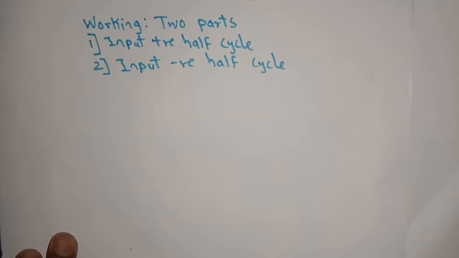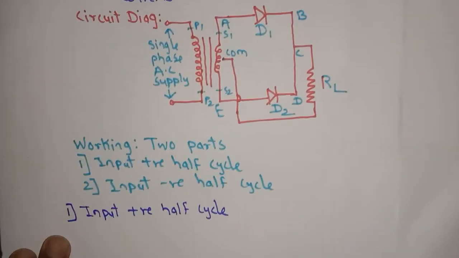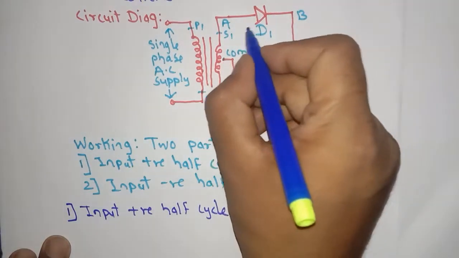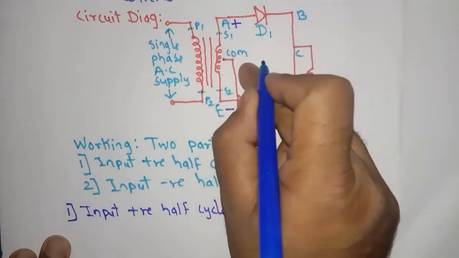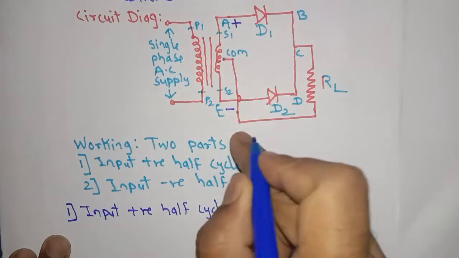Working is divided into two parts. First one is for input positive half cycle, and second is for input negative half cycle. We will see the first case, that is input positive half cycle. In this case, A will be positive and E will be negative with respect to common.